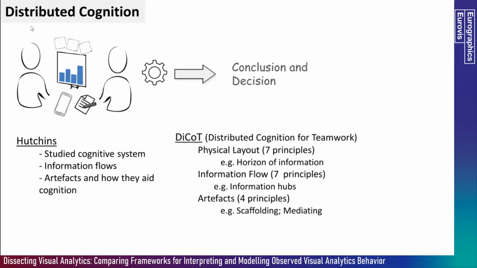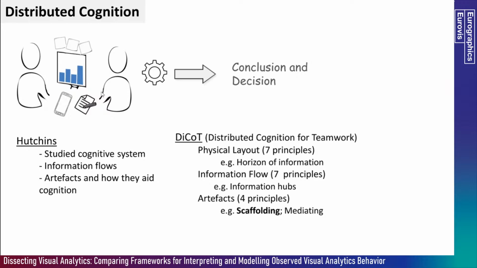Similarly, Blandford and Furniss's DiCoT framework describes 18 principles grouped into 3 facets that researchers should mind when observing collaborative work. For example, they should be looking for information hubs, that is, when information is pooling, where and how people access it. Or they should be looking for scaffolding artifacts, which are physical or digital props for people's cognition.